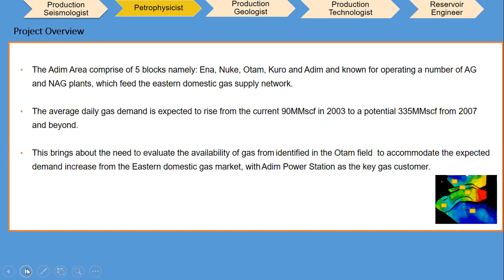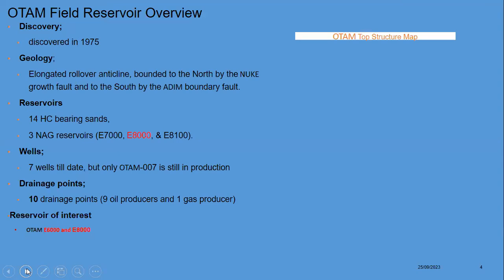Now, this brings about the increase in demand, from 90 million scf in 2003 to above 335 million scf in 2007. The growing demand requires more fields coming into the stream, and that's why the Otam field has been chosen to support this network. Now, the Otam field was discovered in 1975.